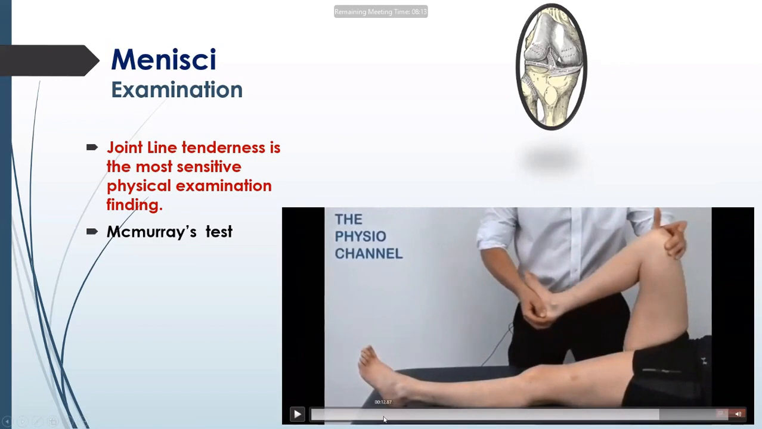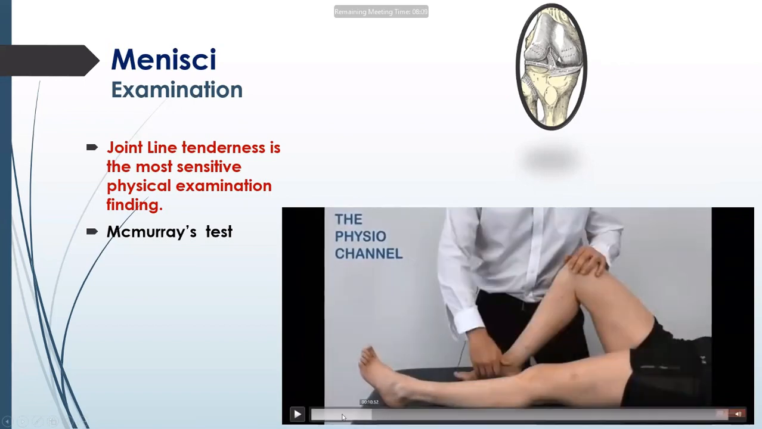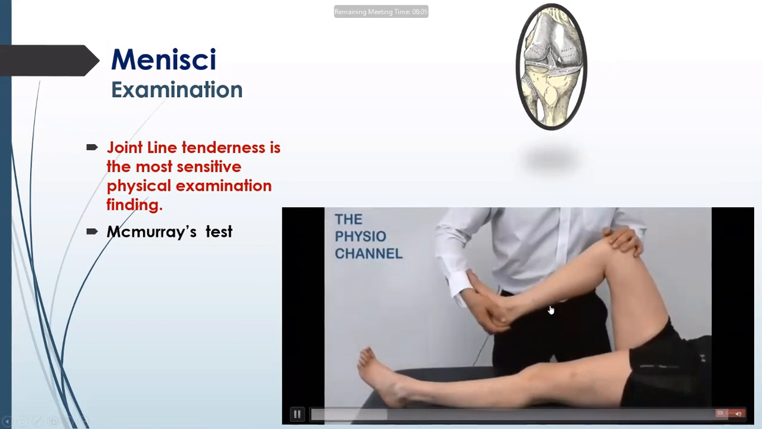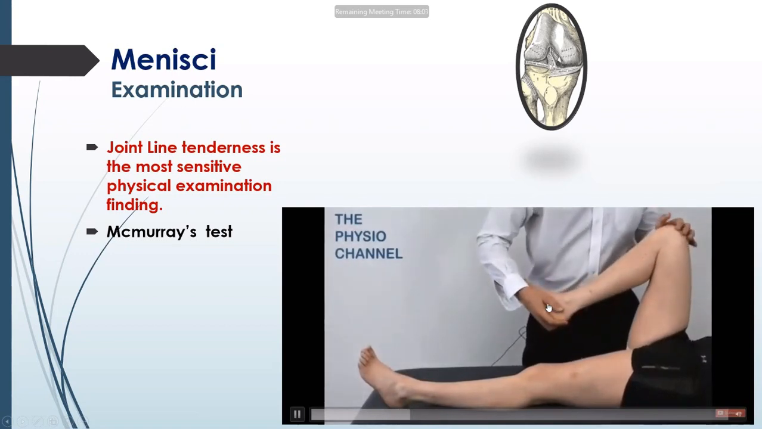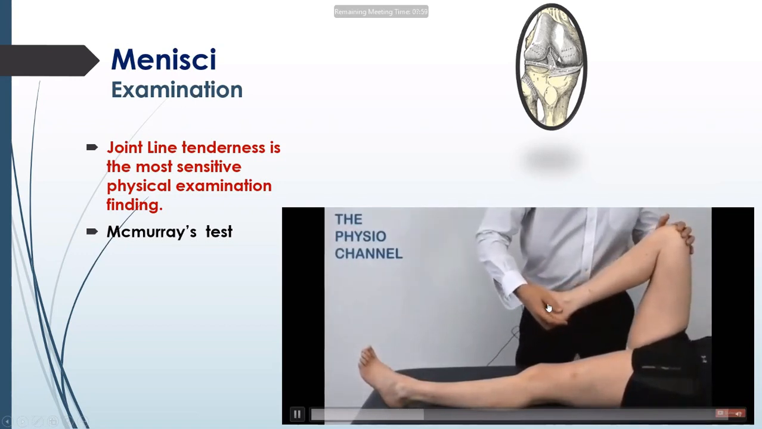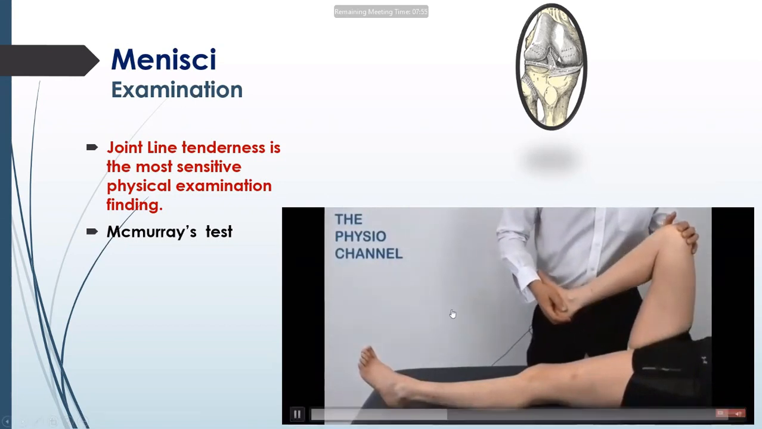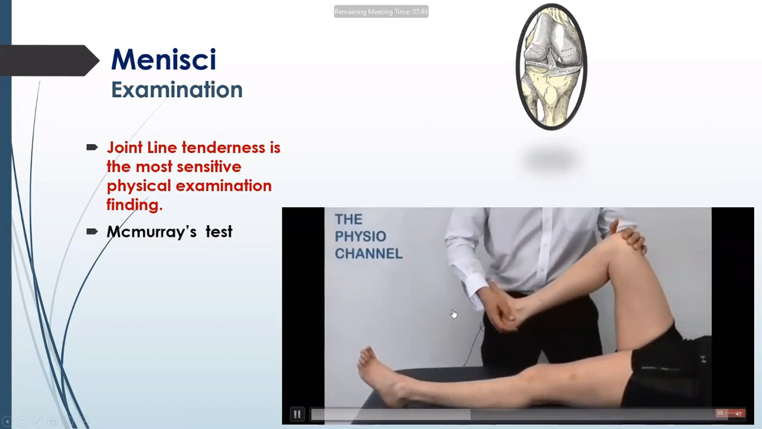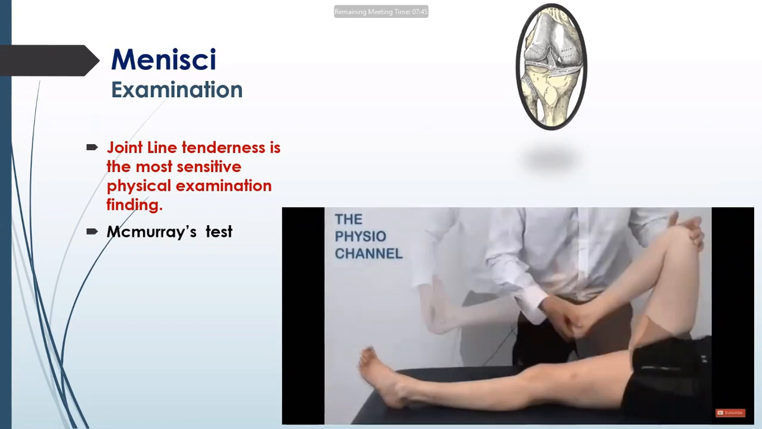Again, I will explain it again. When you do the McMurray test, you have to do a full flexion. You do external rotation, valgus, and then extension. This is how we can examine for the medial meniscus. For the medial meniscus, we do full flexion, external rotation, valgus, and extension.